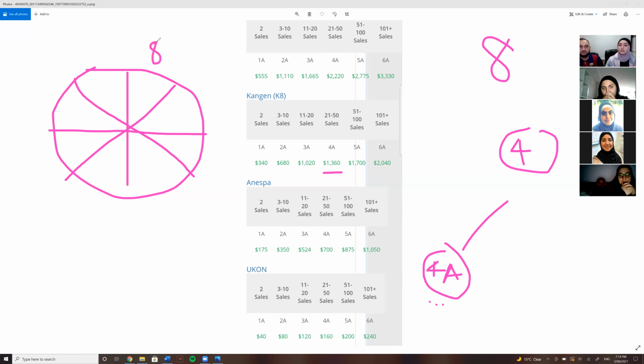So that means if Abbas and I sell, say for example, a K8, both of us are 4A, $1,360 times 2 is exactly what we'll get out of just a K8 sale. Whereas if you were to sell a trifecta, it's $2,220 times 2. Why do we get this? Because a little bit less than that. Just a little bit less.